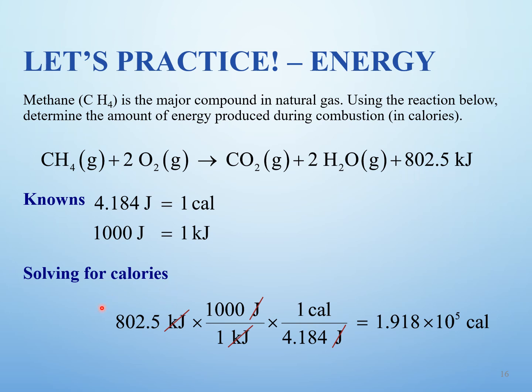So you take 802.5 kilojoules, you turn it to joules, put 1000 joules on the top, kilojoules on the bottom, cross off the kilojoules, and then you have joules here. We change it to calories by using this conversion, and your answer is 1.918 times 10 to the power 5 calories.